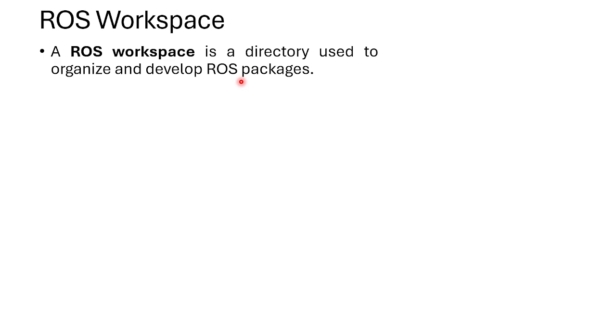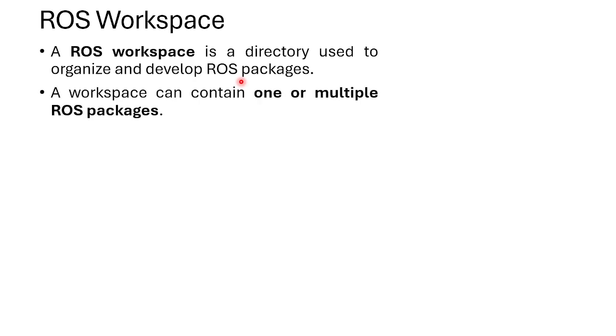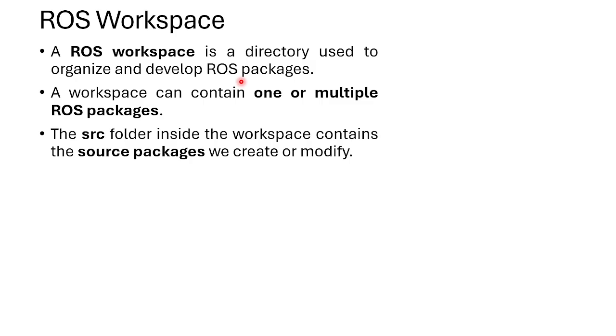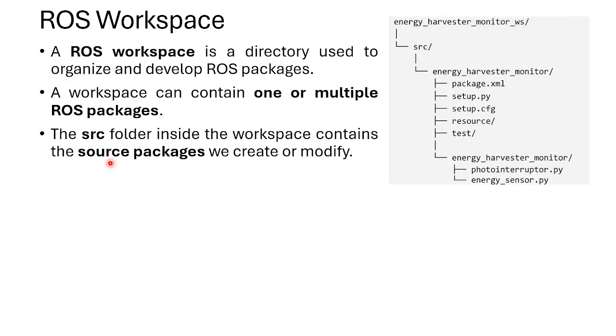Now, a ROS workspace can have a single package, and it may also have multiple packages. Inside the ROS workspace, under this directory, it's a very conventional way to create another folder that we call the source folder, and in short, we write it as src. Within that source folder, we will have all our source packages. Here it demonstrates an example of an energy harvester monitor.